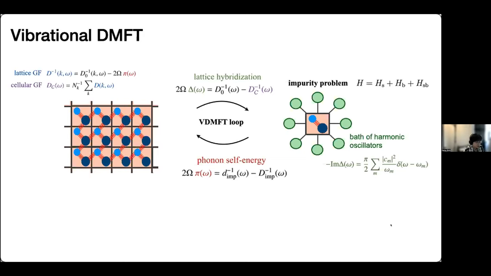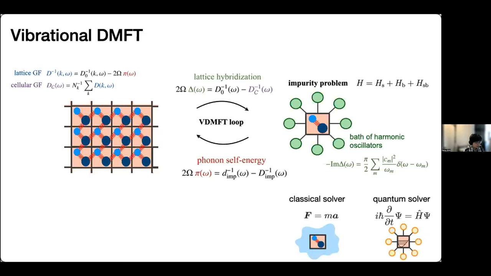For the impurity problem, we have developed classical and quantum impurity solvers depending on whether one thinks nuclear quantum effects are important in the problem of interest or not. One can choose from different solvers. While I don't have time to talk about the detailed implementation of the impurity solver, I am happy to discuss more during the Q&A session or poster session.